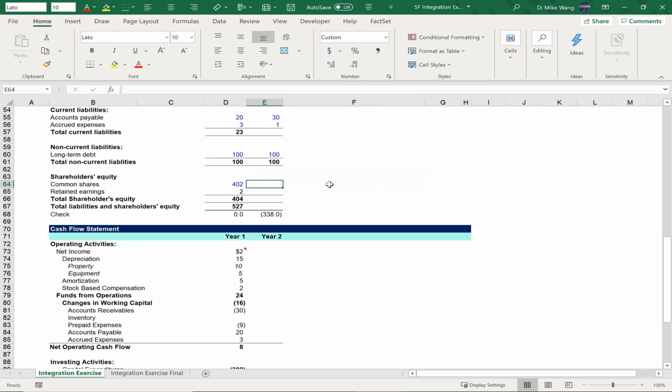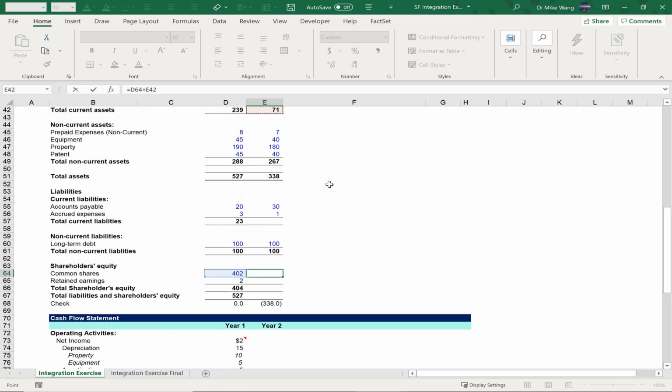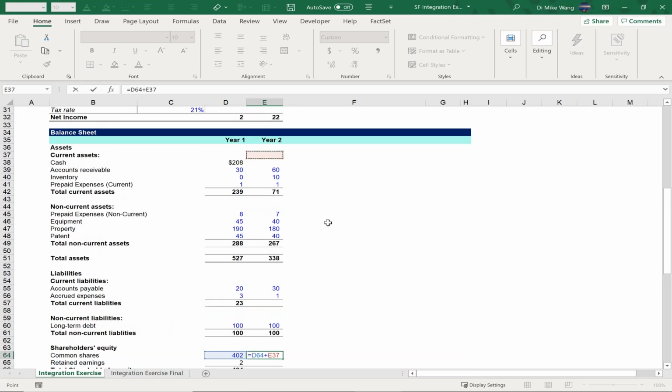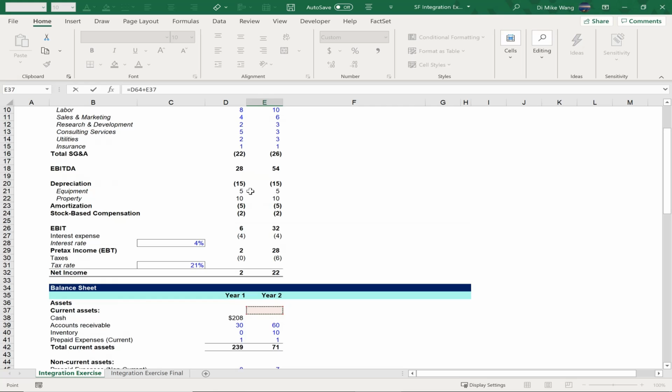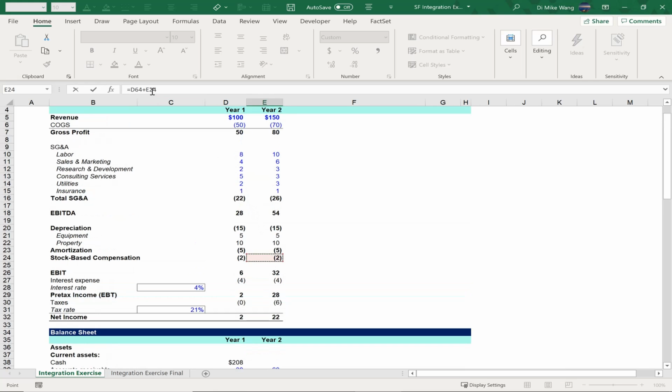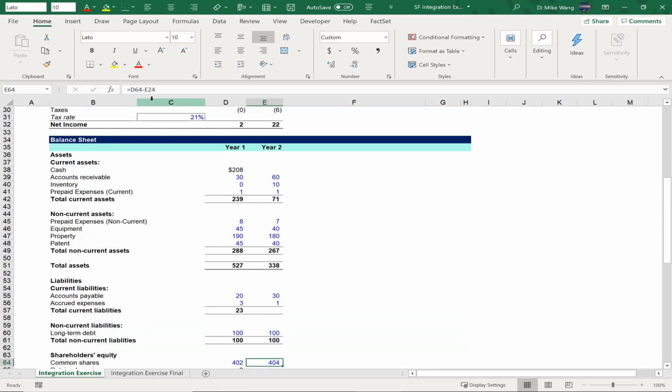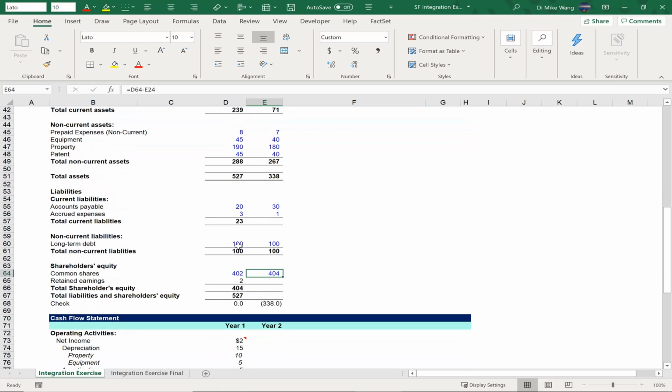Common shares is going to be last year's common shares plus the amount of stock-based compensation, or SBC, that we paid out for this year. So we're going to grab our stock-based compensation amount, and since we want to add it in there, we're going to have to subtract out the negative stock-based compensation that we have in our income statement. Okay, so our common shares is now 404.